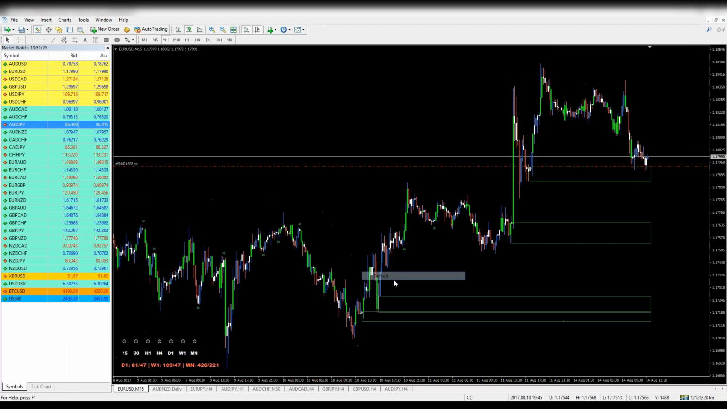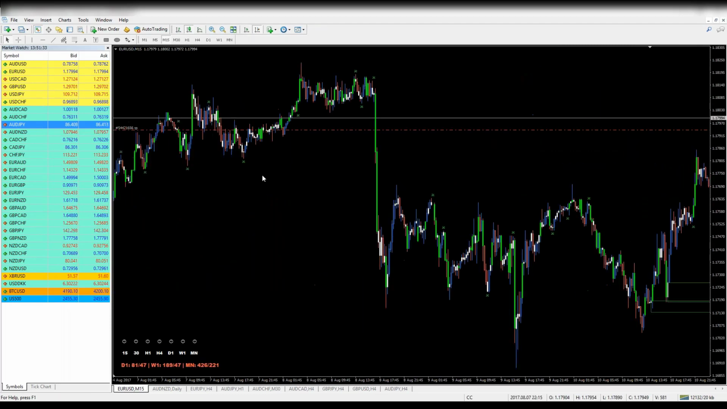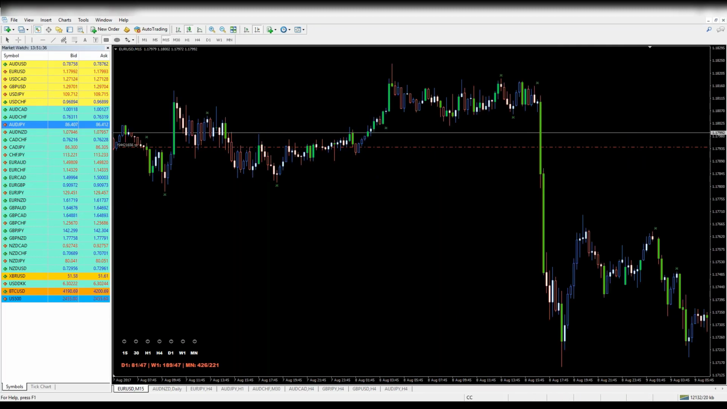Okay. So we identify this area here. Just going to draw it in again.